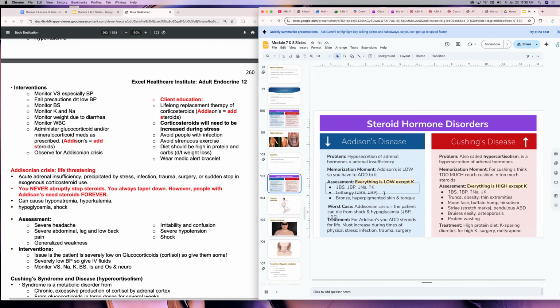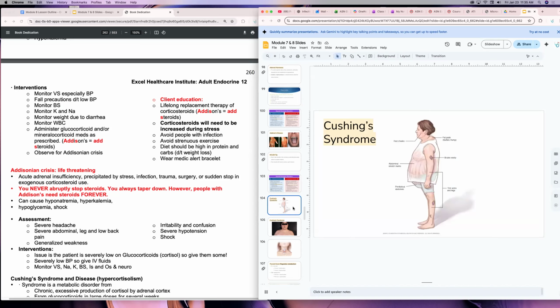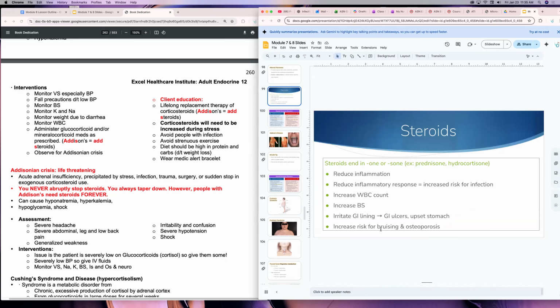Okay, and they bruise easily and are at increased risk for osteoporosis because Cushing's is too much steroids, and we learned that steroids increase the risk for bruising and osteoporosis.